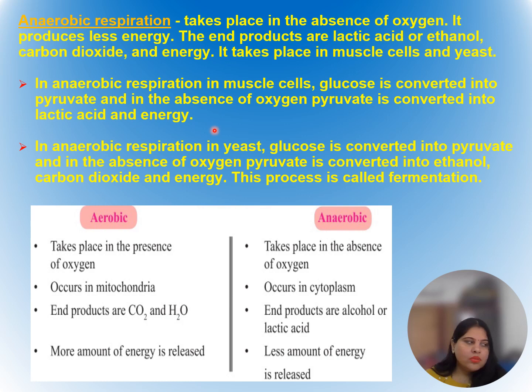Sometimes we do heavy exercise. During heavy exercise, our body can't get the proper supply of oxygen. With less supply of oxygen in our muscle cells, lactic acid accumulates, and because of the accumulation of lactic acid, our muscles start to pain. So in our muscles, what will be the product? The product will be lactic acid and energy.